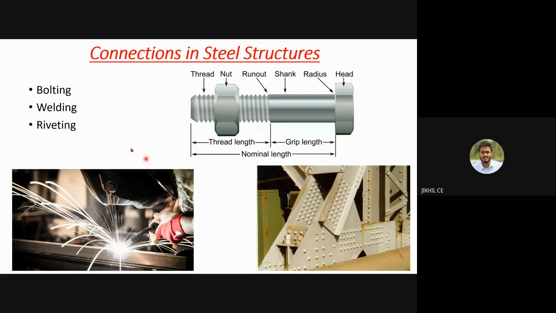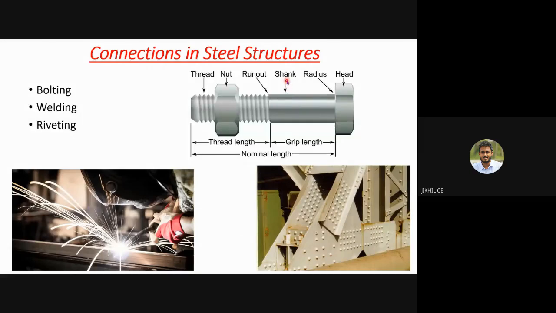So we are dealing with the hot rolled steel sections, and the various methods of joining include the bolting of sections, welding of sections, and riveting. So this is a bolt. The bolt is the main portion, and you have the nut to tighten the bolt. The various portions of the nut bolt assembly include the head of the bolt, the radius, then the shank, which is the unthreaded portion. There will be a half threaded portion for the bolt and the unthreaded portion.